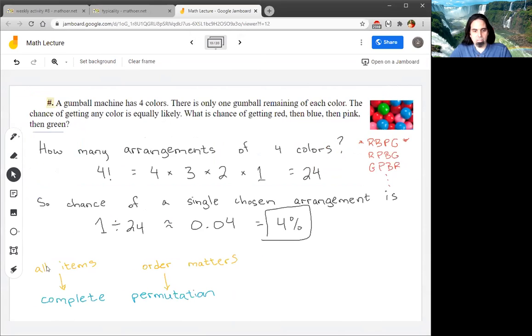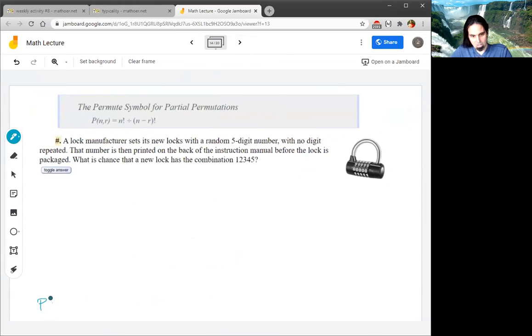So I'm going to start by saying the other example was a complete permutation. This one is a partial permutation. The permutation meant that the order matters. And the partial is that we only use R out of our N items.